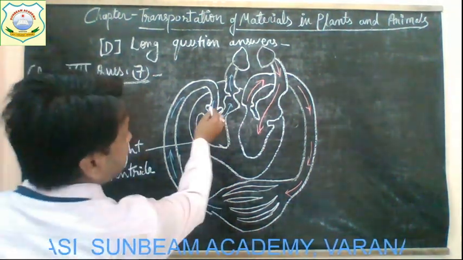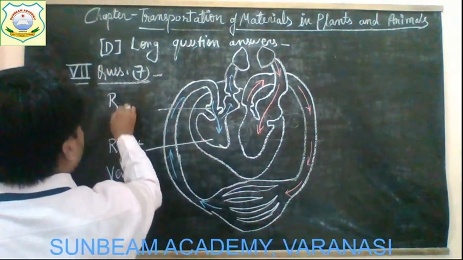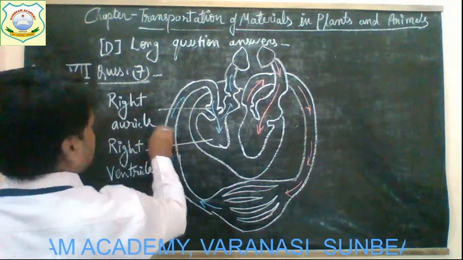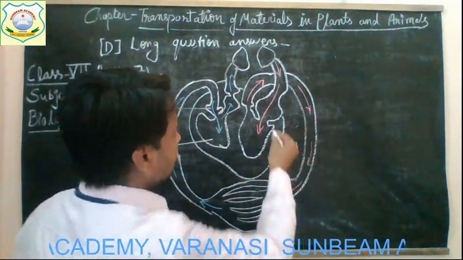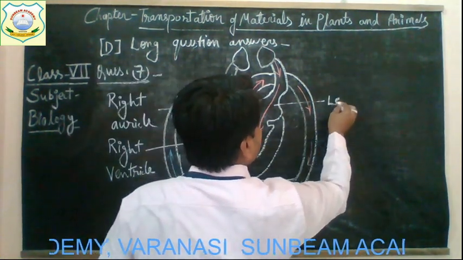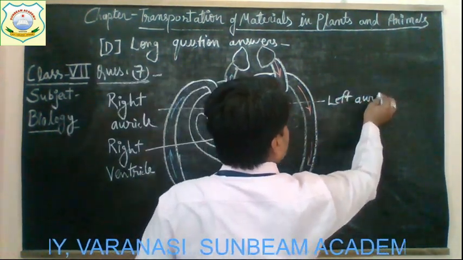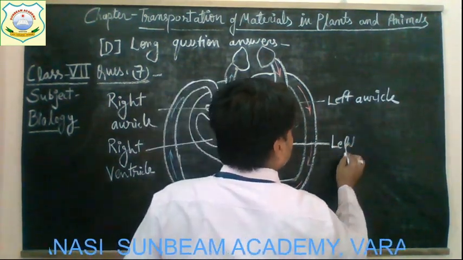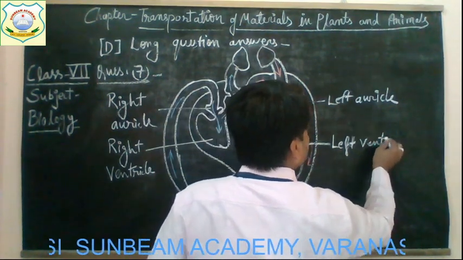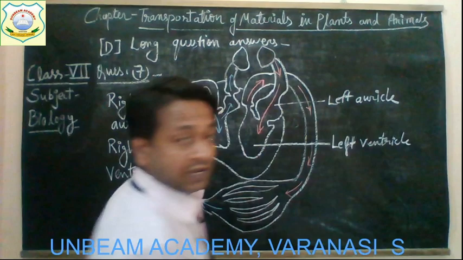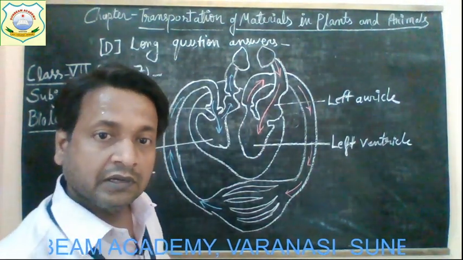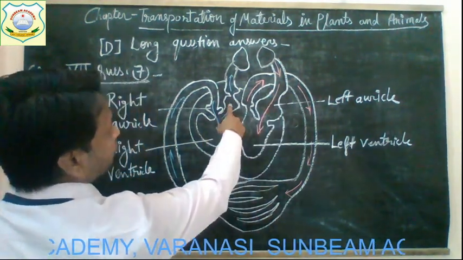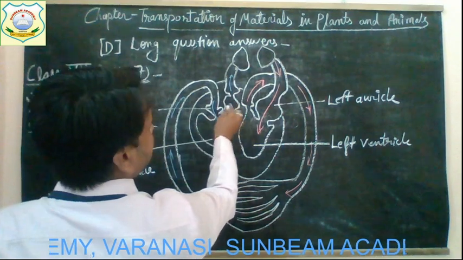Alright children, this one is right auricle, and just like that, this one is the left side. So this is the left auricle, and this one is left ventricle. Understood children? Now, as you can see here, the blood is going to move from this right auricle.